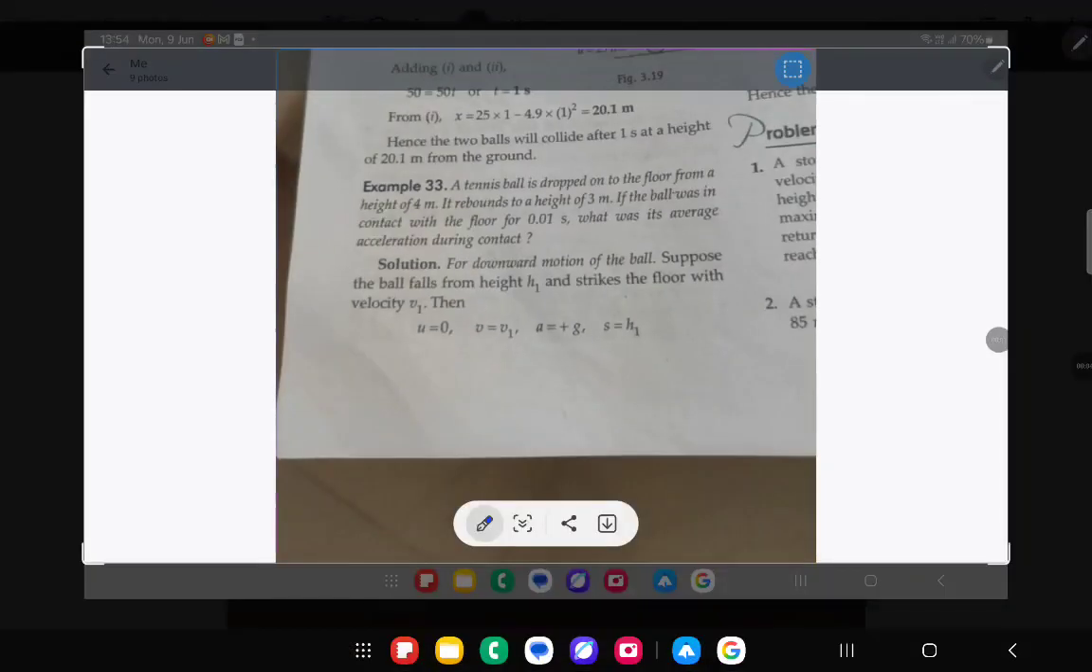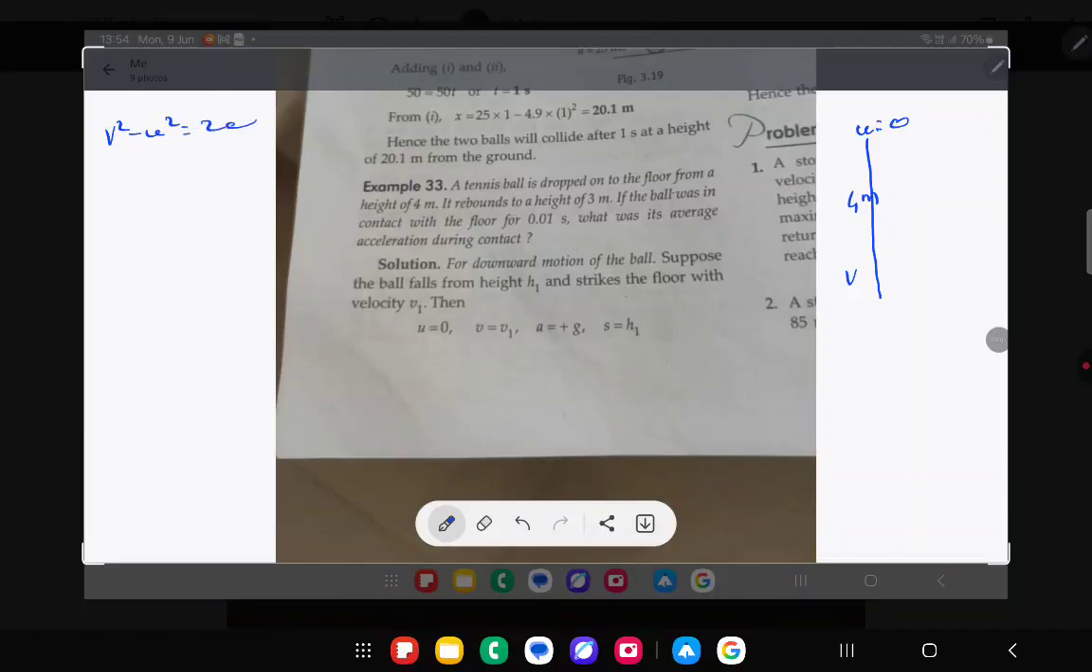So here is the question. A tennis ball is dropped on the floor from a height of 4 meters, which means the initial velocity is 0. You're going to find the final velocity by using the formula v square minus u square is equal to 2as, where u is 0, v square is 2 into gravity, which is 10, into height, which is 4, so 80, and v therefore is root of 16 into 5, which is 80, so 4 root 5 meter per second is the velocity with which it's going to hit the floor.